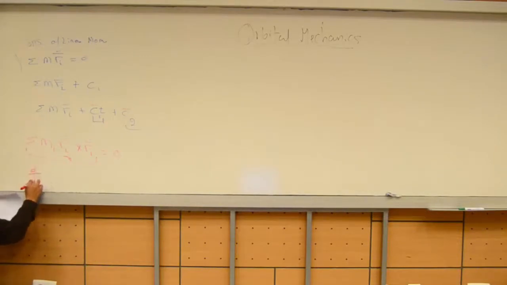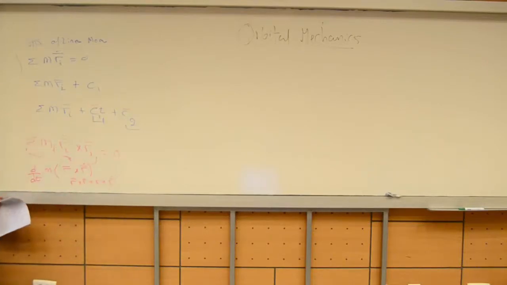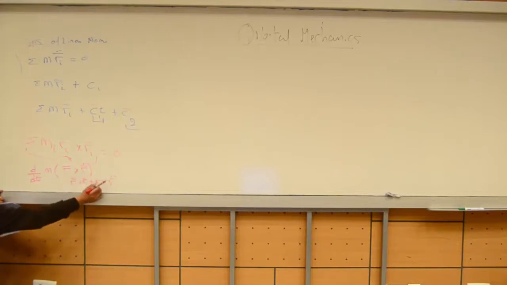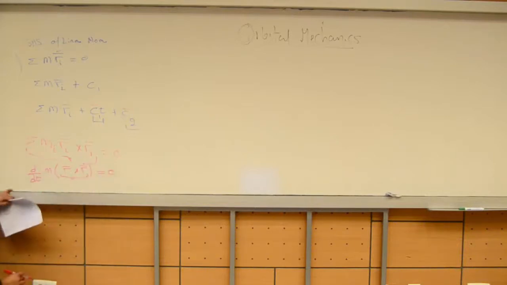d by dt of m of r crossed with r dot, just to show that this is r dot crossed with r dot plus r crossed with r double dot. R crossed with r dot, if I take the differentiation of that, is equal to r dot crossed with r dot plus r crossed with r double dot. So what we're saying here is that the derivative of r crossed with r dot is equal to 0, which means that angular momentum for the system is conserved.